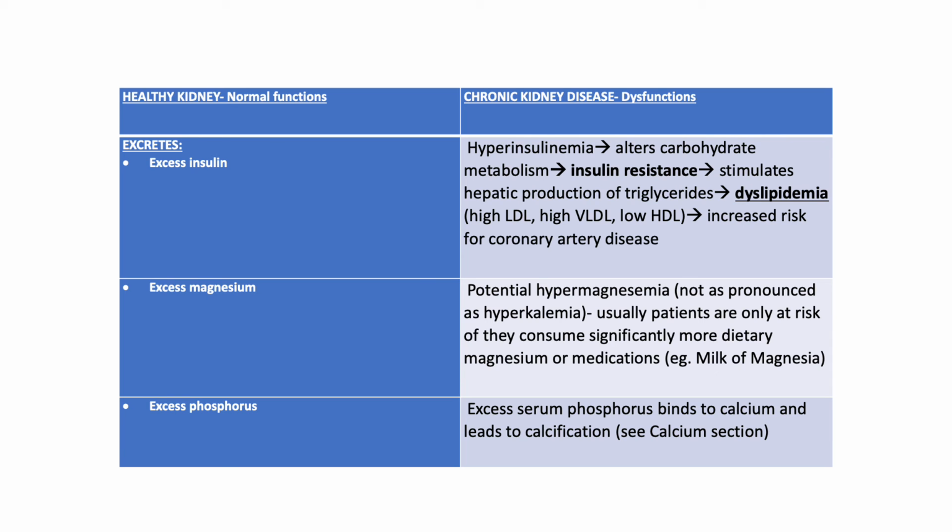Now, the kidneys aren't excreting excess magnesium either, and we may see a slight increase in serum magnesium, but this is usually only an issue if patients ingest excess magnesium, so taking drugs like milk of magnesia or antacids with magnesium. And then last here, as discussed before, excess phosphorus is now circulating because our kidneys are not effectively excreting it. And so it's also being pulled out of our bones due to parathyroid hormone. So this phosphorus is also binding to calcium, causing calcifications in various places like the heart and the eyes.